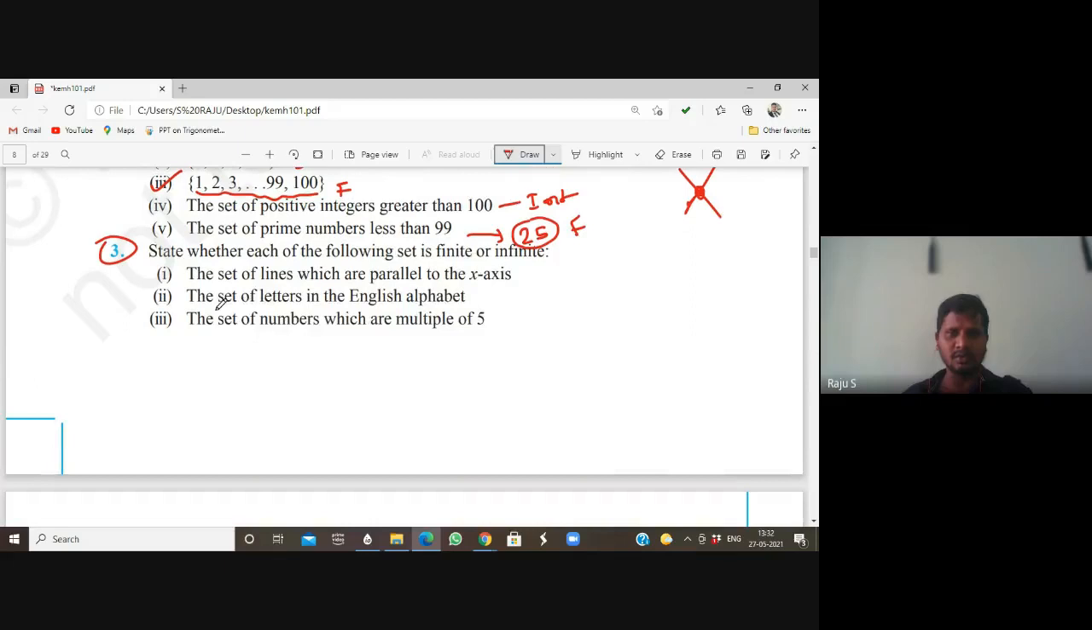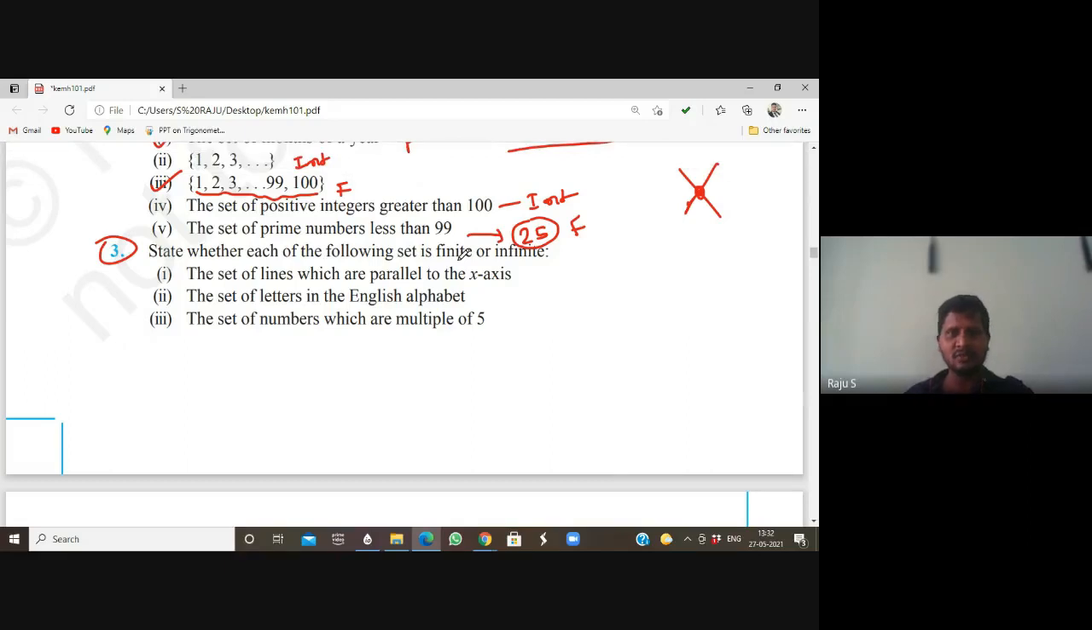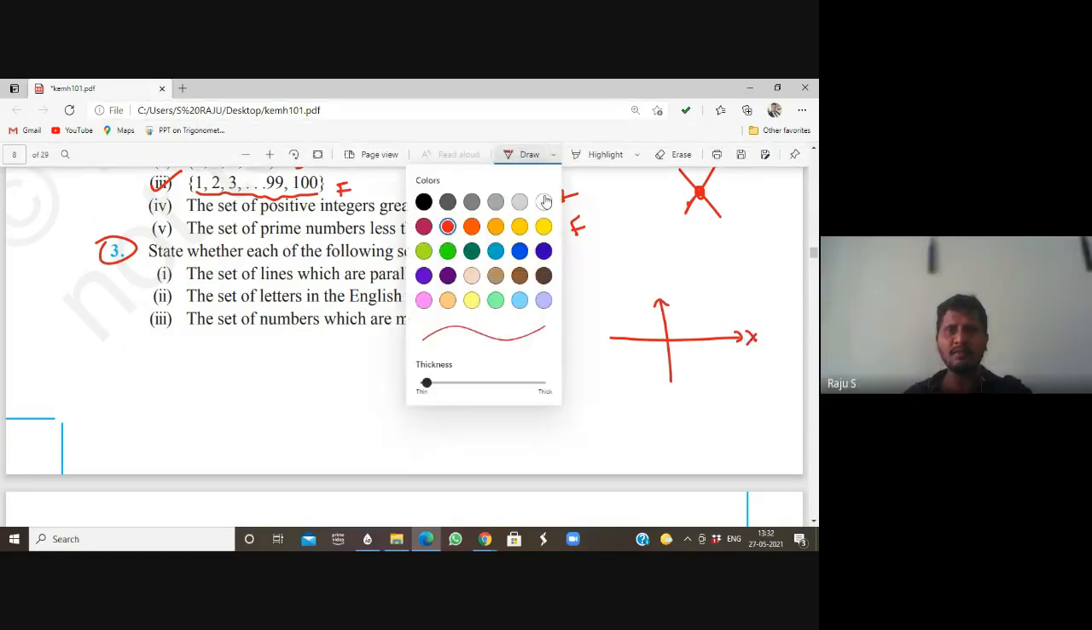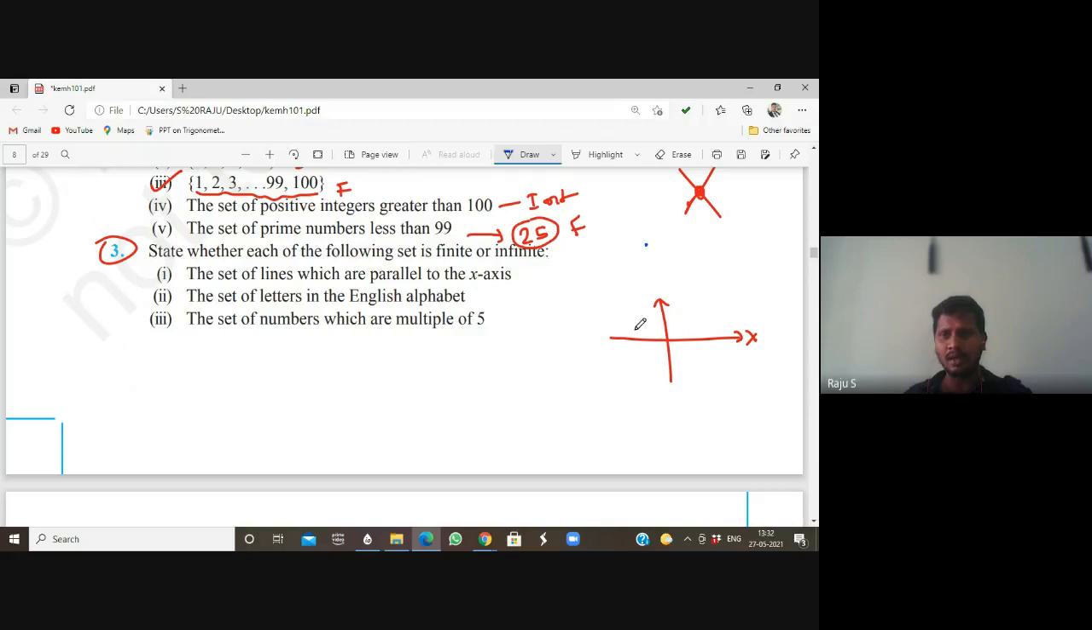Now coming to the third question. State whether each of the following sets is finite or infinite. Again the same question, finite or infinite. Now the first subdivision. The set of lines which are parallel to the x-axis. Infinite. Can we draw only a finite number of parallel lines? How many exist parallel to the x-axis?